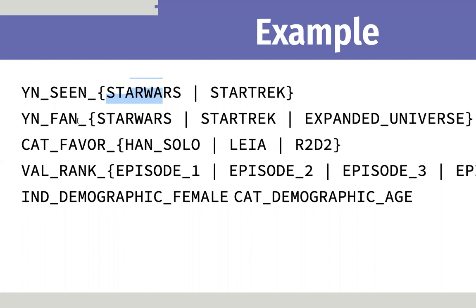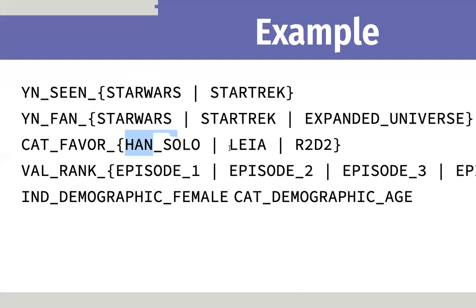And similarly, there were a bunch of questions about whether you were a fan of different things. And so I could have another set of columns that start with YN, and the second part is fan. And then, depending on which column it was, I would have a different one of these. There were a bunch of questions that asked how favorable you found different characters. So that I could start with cat, because these are going to be categorical. There were like 5 levels of favorability. And I'm indicating that the question was one of these favor questions. And the character that's being asked about would be the last part of that variable name.